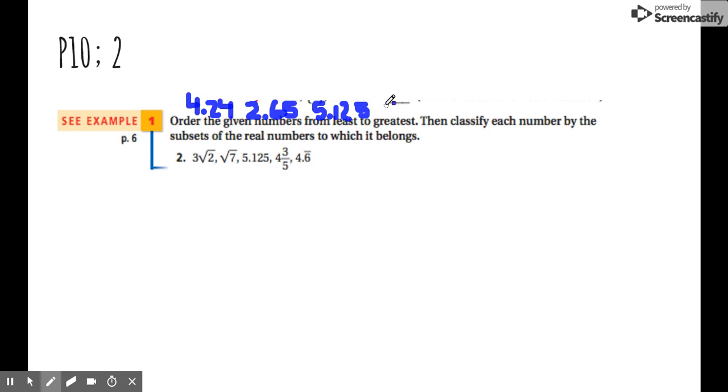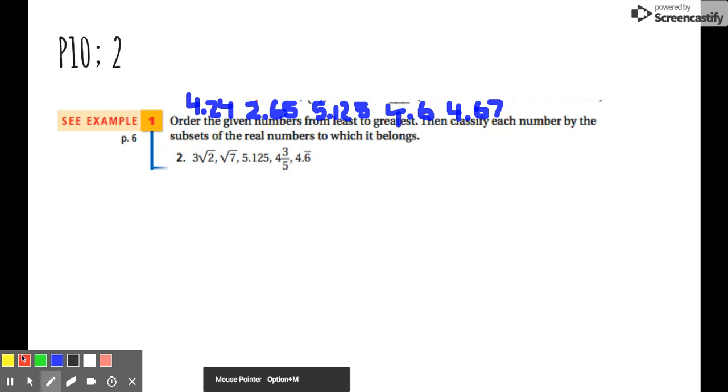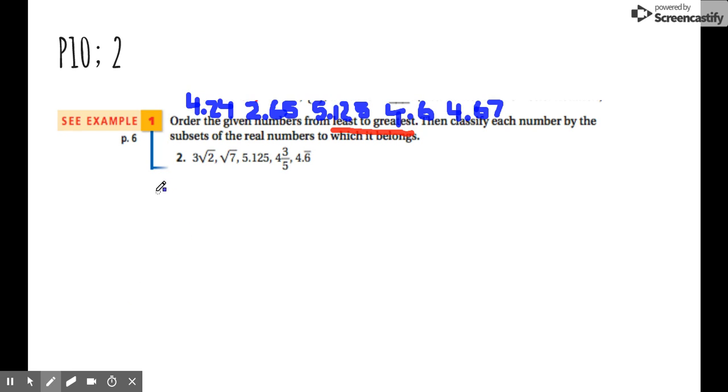4 3/5 is 4.6. And 4.6 repeating is 4.67. So again, from least to greatest, the lowest number is 2.65, which is the square root of 7.